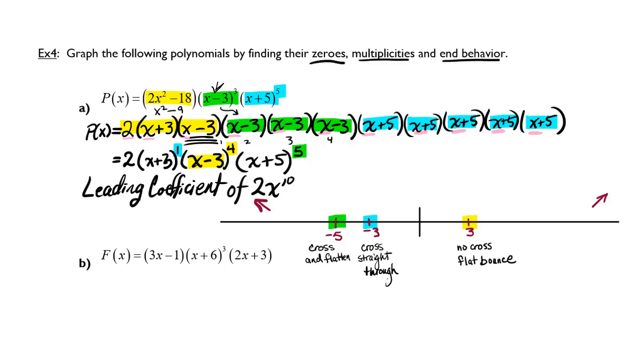And now I'm just going to connect my dots. This is my favorite part. So I need at -5 to cross and be flat at the cross. So there's my crossover from the top of the x-axis to the bottom of it. I know I need to cross straight through -3, so I have to come back up and go through -3. I cannot cross at +3, but I do have to have a flat bounce. So I have to come back down, kind of like that. And then it heads off to positive infinity.